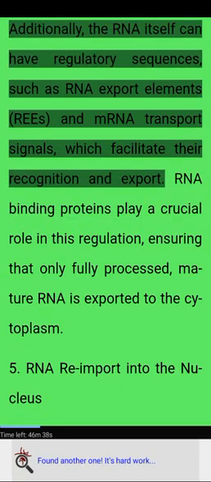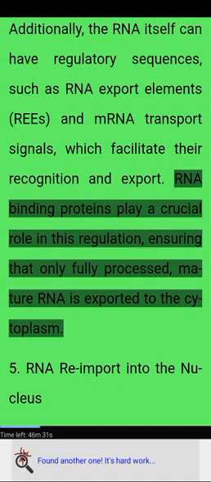Additionally, the RNA itself can have regulatory sequences, such as RNA export elements, REs, and mRNA transport signals, which facilitate their recognition and export. RNA binding proteins play a crucial role in this regulation, ensuring that only fully processed, mature RNA is exported to the cytoplasm.